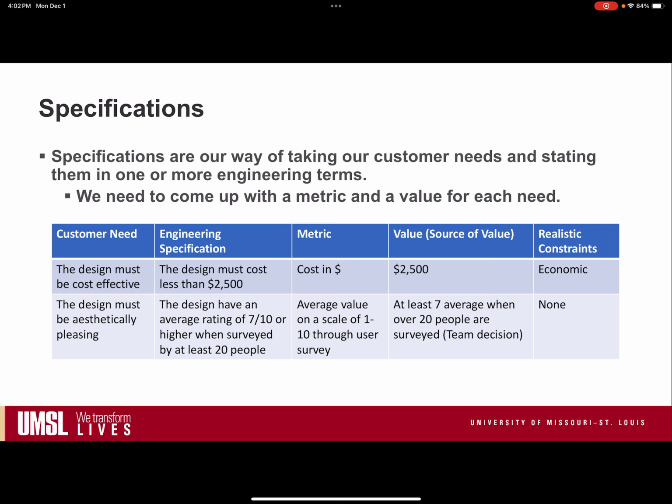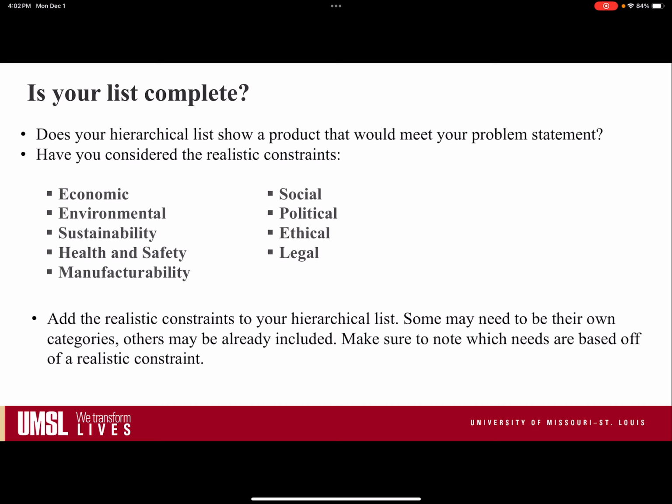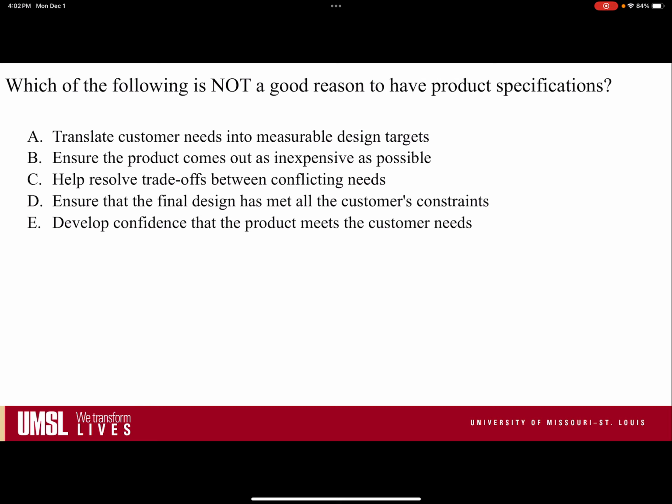Our design failed. And here are the realistic constraints that we talked about. We could have another column and call it what realistic constraint it addresses. So cost would be economic. And we have other realistic constraints. These are good to think about once you complete your spec list, to see if you're missing anything. Are we missing something about manufacturability? Are we thinking about safety? How can we assign specs for that?